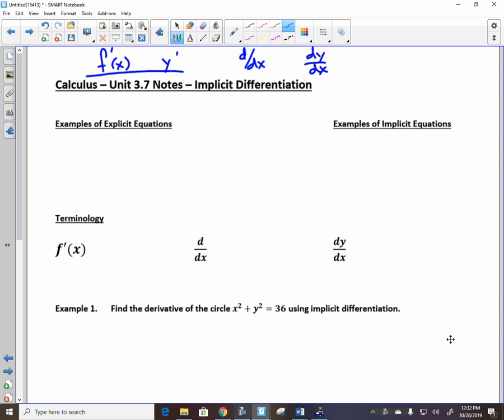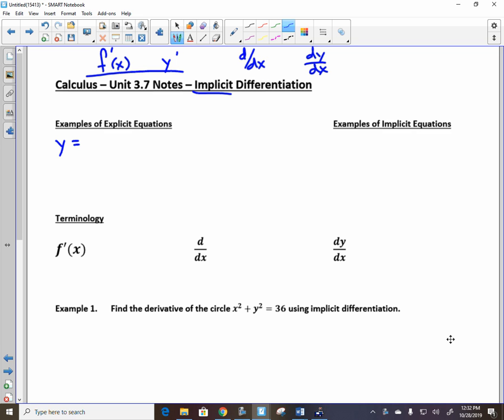Today, we would like to be able to do differentiation in a different manner. We're going to do implicit differentiation. So to help understand the difference between explicit and implicit differentiation, I'll give you an example of explicit equations. Equations that are solved for a single variable.